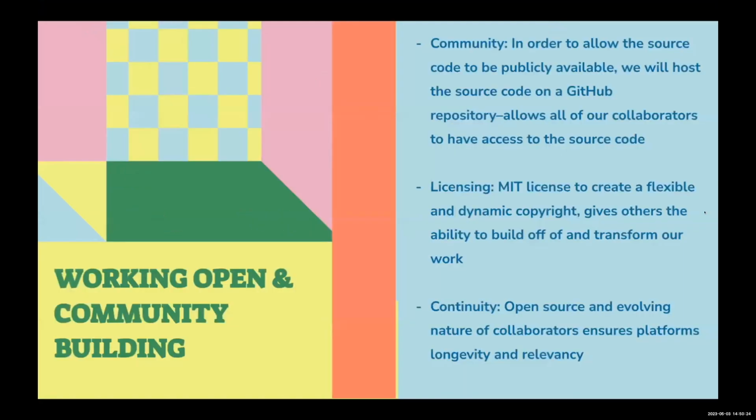So, in terms of working open and community building, in terms of the community, we want the source code to be publicly available, and we'll host the source code on a GitHub repository, which will allow all of our collaborators and potentially interested parties to have access to the source code. In terms of licensing, we use an MIT license, so that way we have a flexible and dynamic copyright, which allows us some element of restriction while also letting others build off of our platform and our work as deemed necessary.